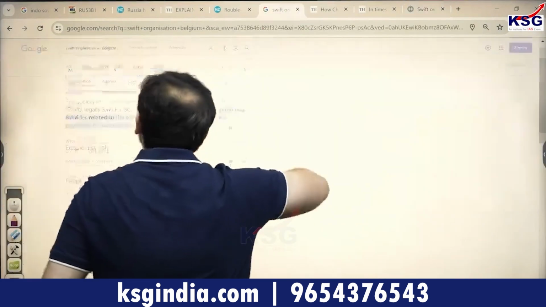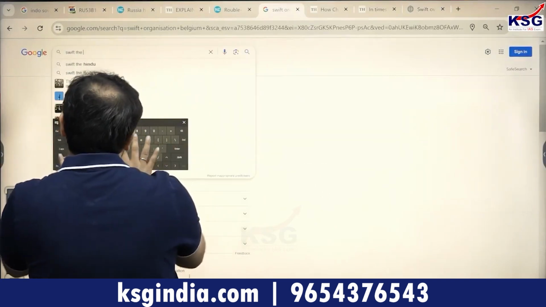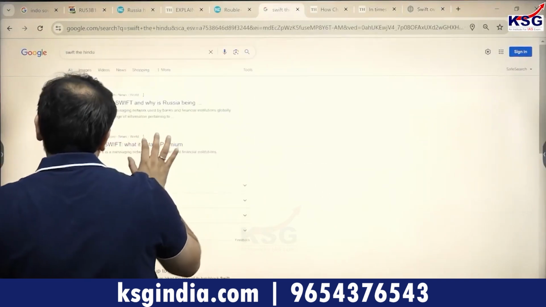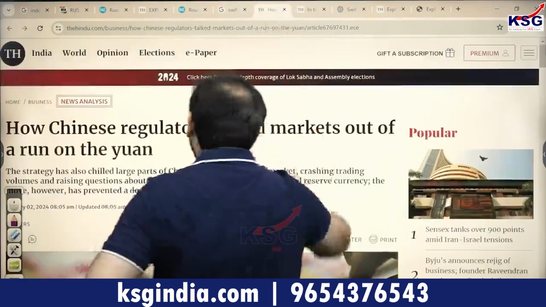Let me pull out a friendly article from The Hindu to give you a sense of it. The newspaper was full of these articles.